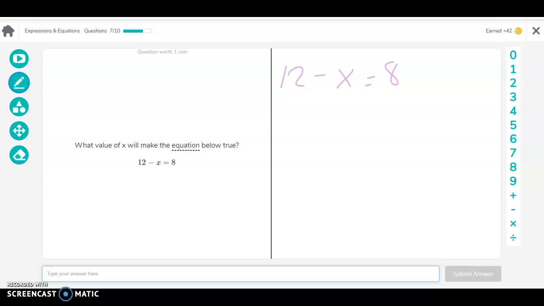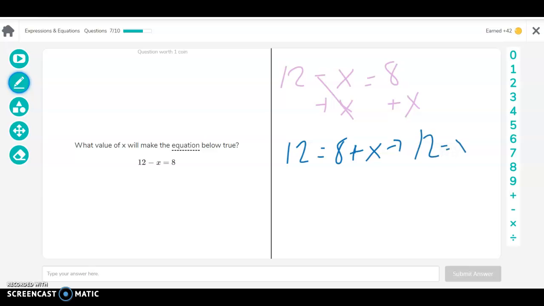So, I'm going to add x first. This is my first step. So now my problem becomes 12 equals 8 plus x. Much easier to work with a positive x than it is to work with a negative x. So now I have two positive numbers, but I need to subtract. So I'm going to subtract that 8. Remember, this problem could be written as 12 equals x plus 8, if that helps you a little bit more.